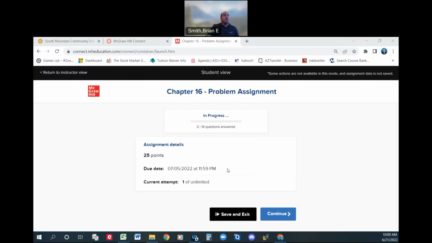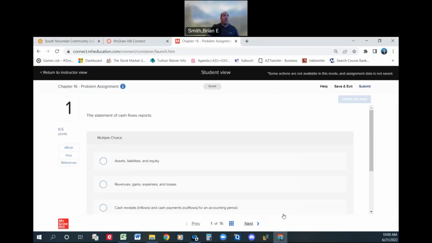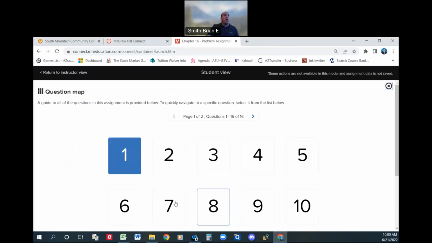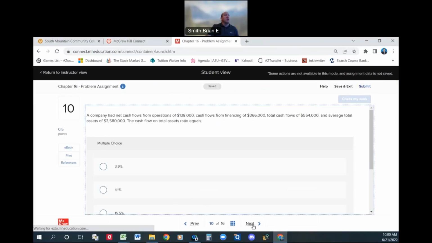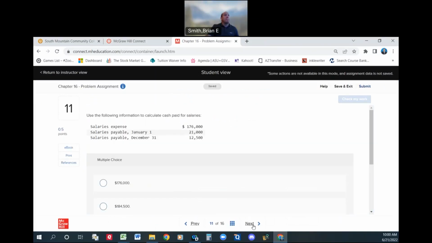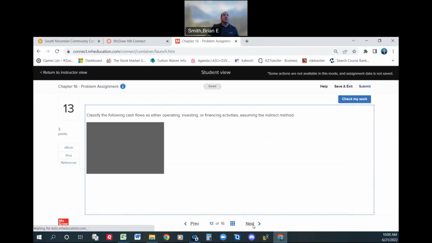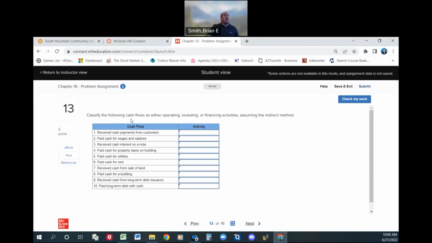So I've got 16 questions in this assignment, and I'm willing to bet we're going to be working on a cash flow statement problem. So we've got a few extra multiple choice in here. We are classifying the following cash flows as either operating, investing, or financing. Cash payment from customers, that's always going to be operating activities.